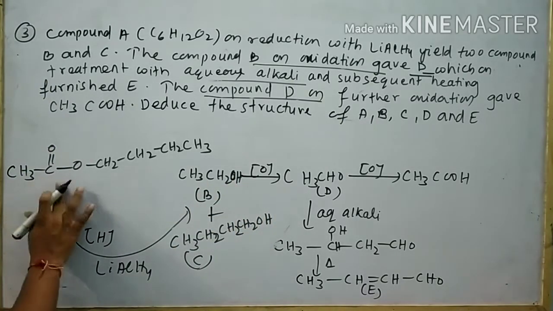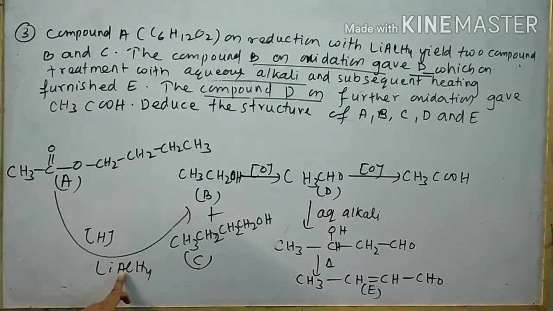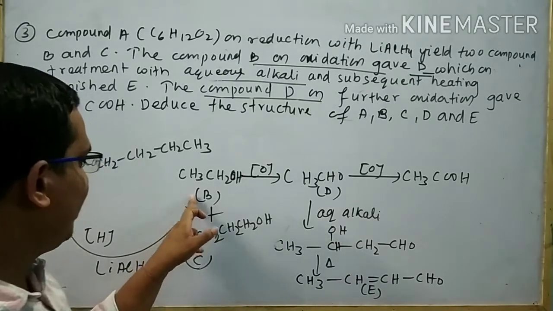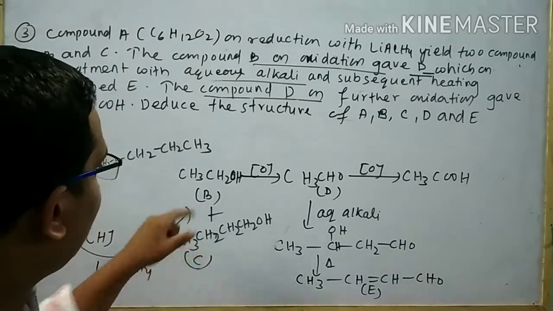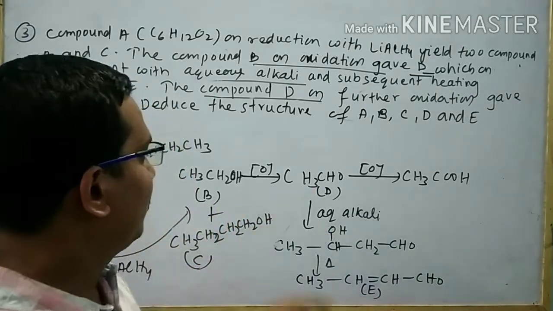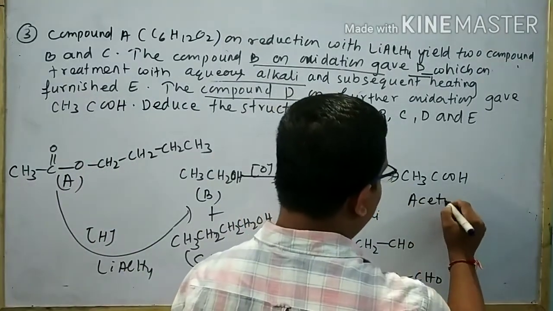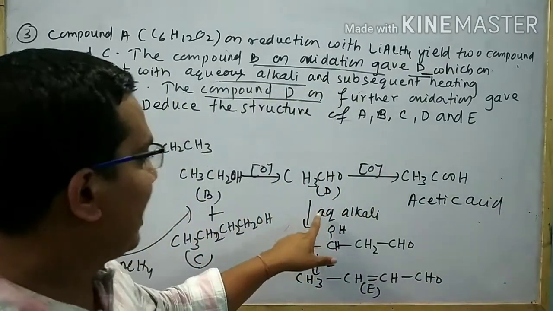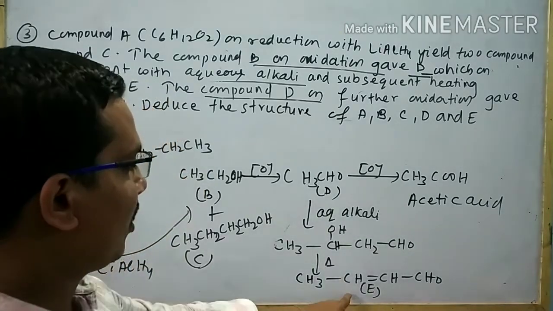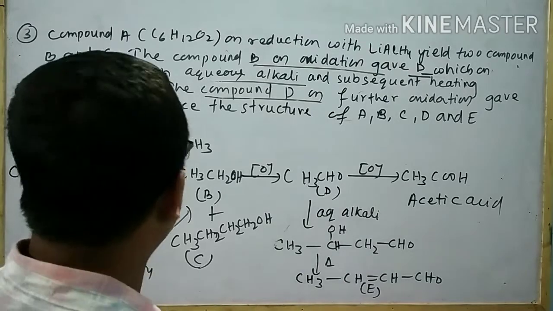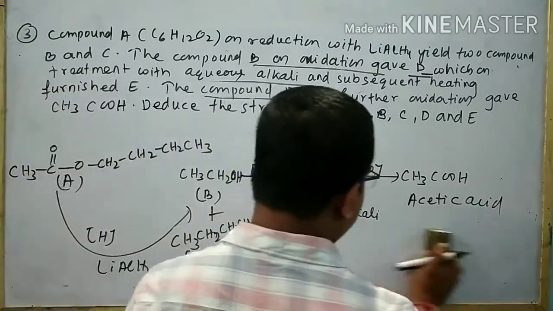Again I will repeat, this is your A product having formula C6H12O2, which on reduction with lithium aluminum hydride gives compounds B and C. C is your butanol, B is your ethanol. B on oxidation gives D, and D on further oxidation gives acetic acid. D on reaction with aqueous alkali gives a beta hydroxy product, which on heating gives product E. That is your alpha beta unsaturated product. This is the answer for question number 3.